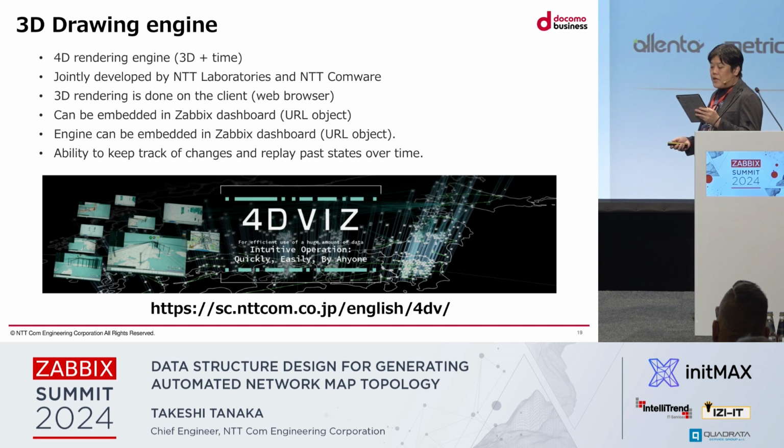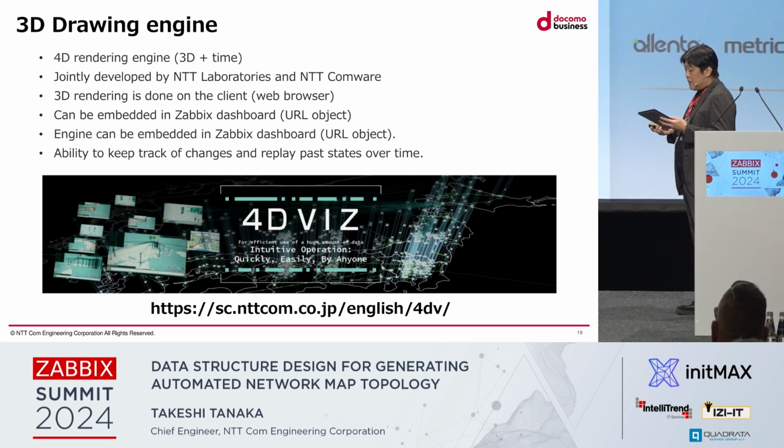As a 3D drawing engine, we use a commercial product. That product is 4DBs. 4DBs is a product developed by NTT Comware, a group company. It allows users to draw in 3D space and visualize changes in state along the time axis. We send information stored in Zabbix to 4DBs. We were able to draw network topology and replay history.